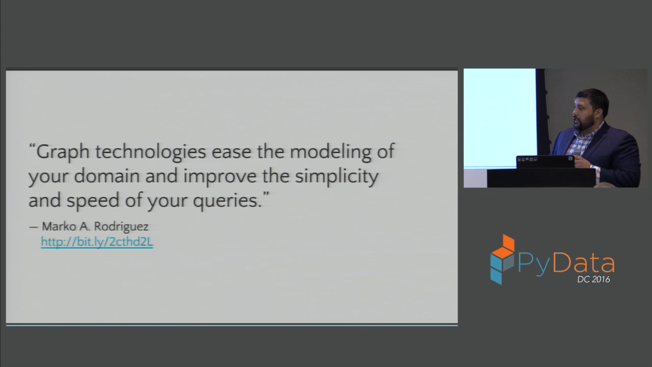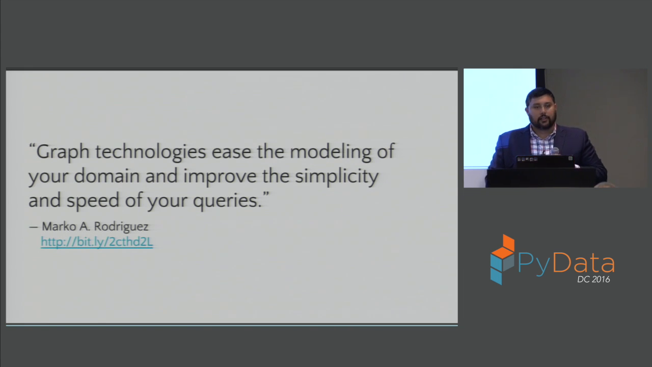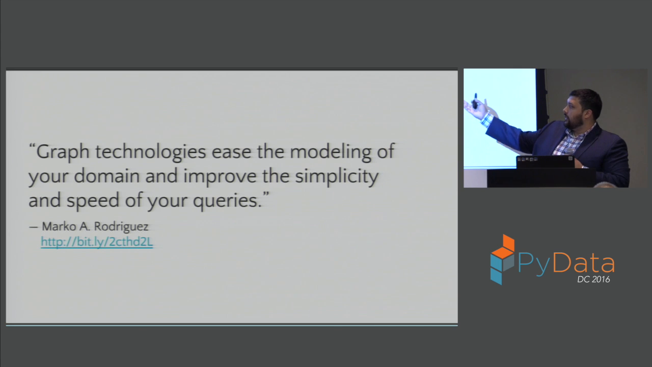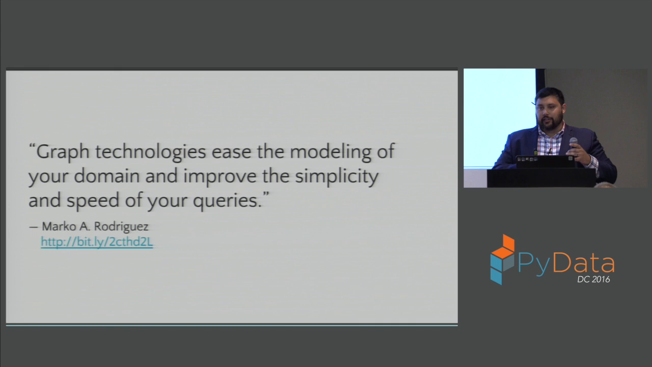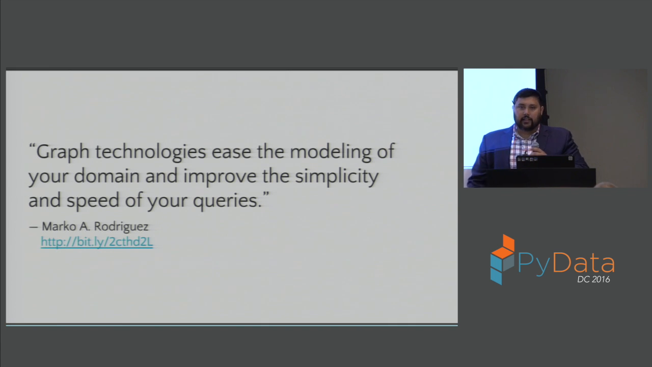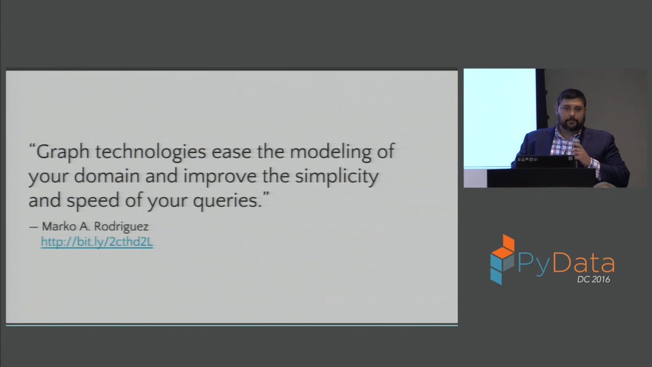I think that Marco Rodriguez, who's one of the authors of the Tinkerpop library, he works for DataStax now, built a lot of parallel graph tools, sums it up best when he says that graph technologies ease the modeling of your domain, right? You can easily come up with vertices and their relationships, or what are the entities and their relationships and what types of properties they have. And they improve the simplicity and speed of your queries.